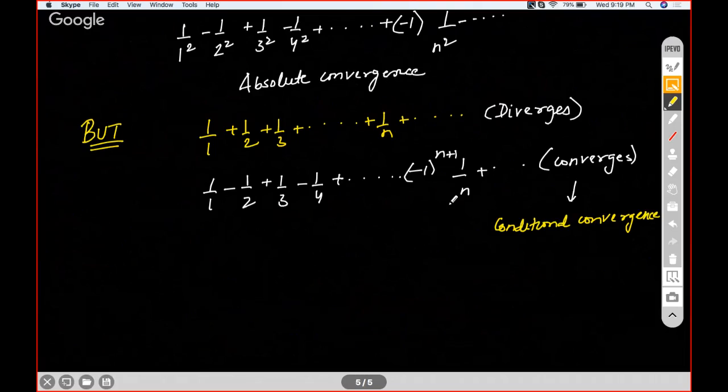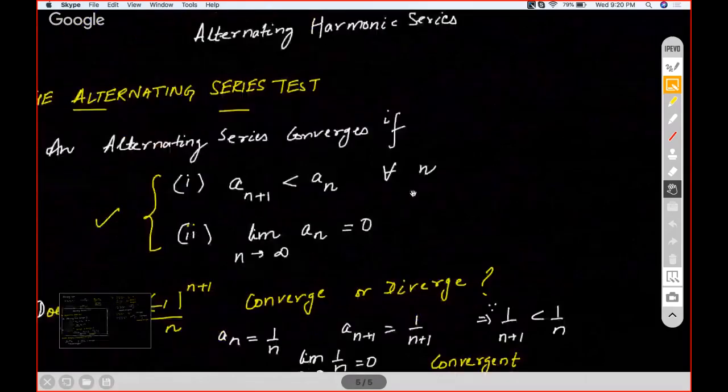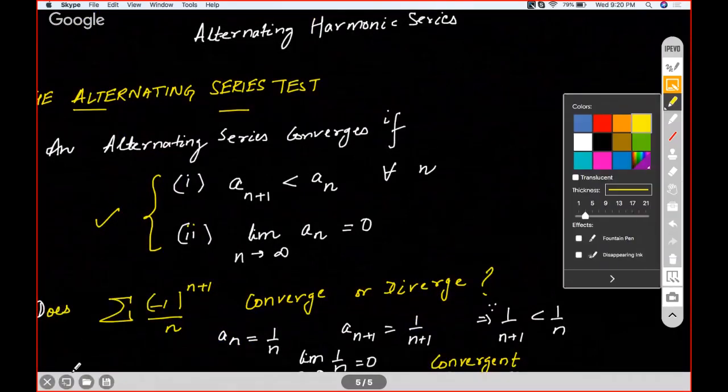Can we take some questions? There's no alternating series test for divergence. It's just that if these two conditions are not met, it's not convergent. Yes, if any one of these two conditions is not met, it is divergent. Let's take questions.